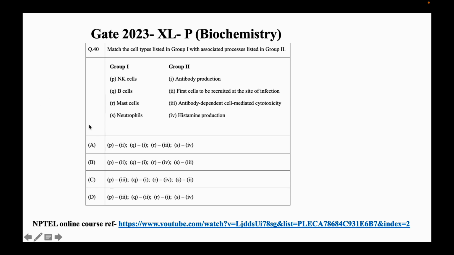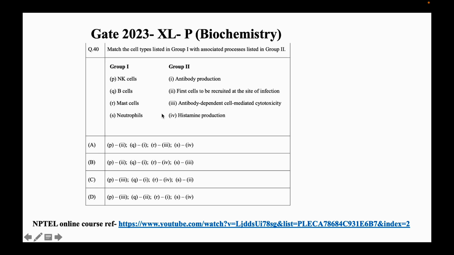Here, first is antibody production. Second, first cells to be recruited at the site of infection. Third, antibody dependent cell mediated cytotoxicity. Fourth, histamine production. And these are the different options after matching Group 1 and Group 2. This is the NPTEL online course reference wherein you will find the basics of immunology.